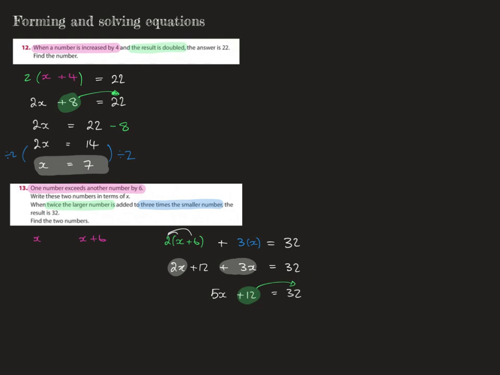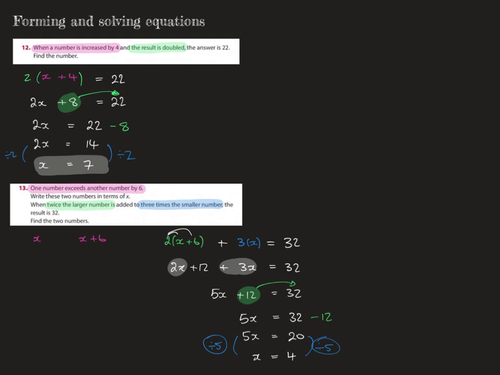So I'll just have 5x on the left-hand side equals 32 staying on the right-hand side, and I'm going to subtract 12. So that tells me that 5x is going to be equal to 20. So 1x in this case is going to be equal to 4. And the reason we know that is because we're dividing both sides by 5. Okay, so that would be our final answer there.